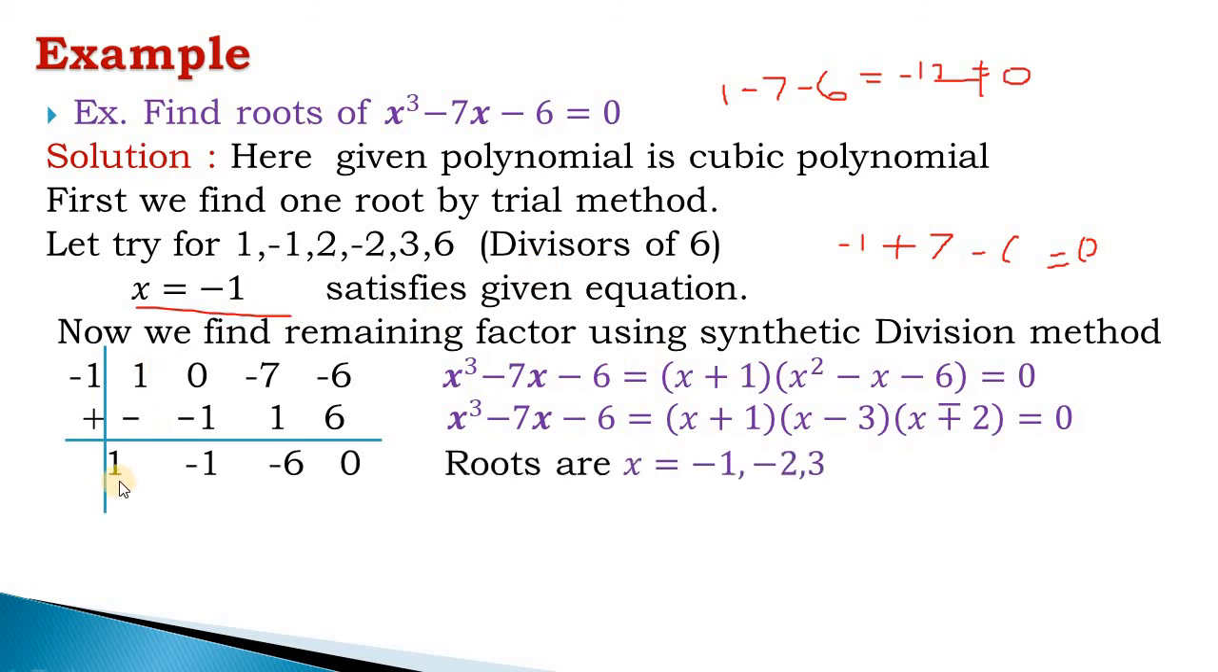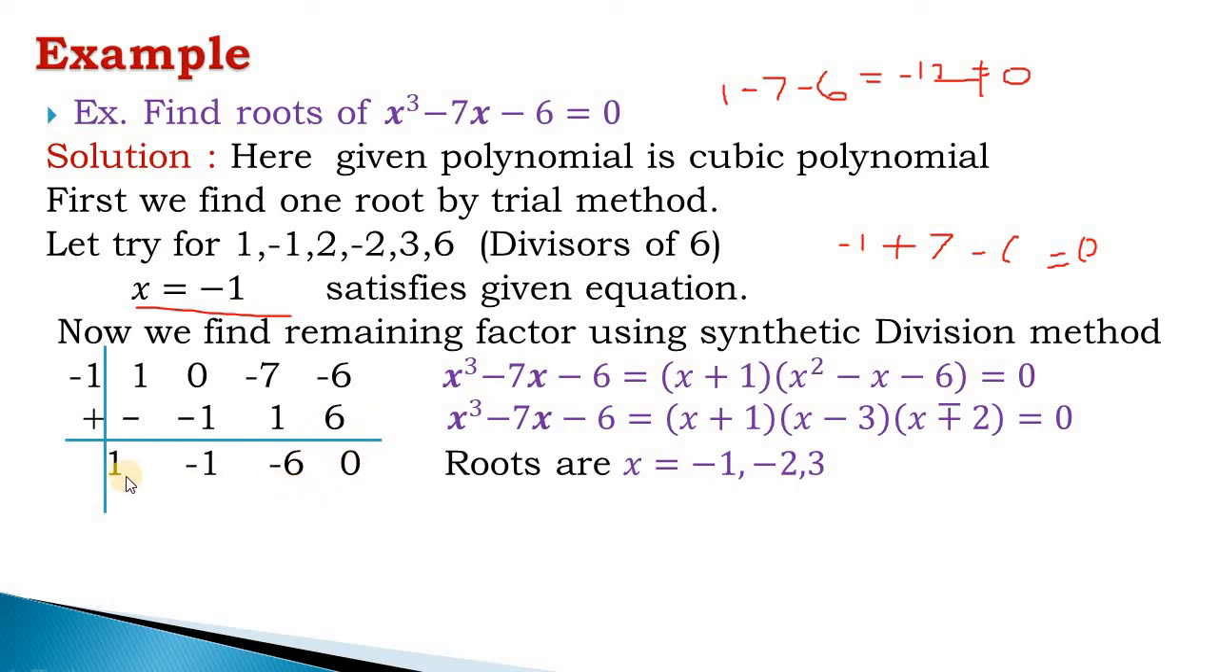So 1 carry as it is. Carry this 1. Then 1 into minus 1, minus 1. Add these two numbers: 0 plus minus 1, minus 1. Minus 1 minus 1 plus 1. Minus 6 plus 1, minus 6. Minus 6 into minus 1, plus 6. So we get the last term as 0.